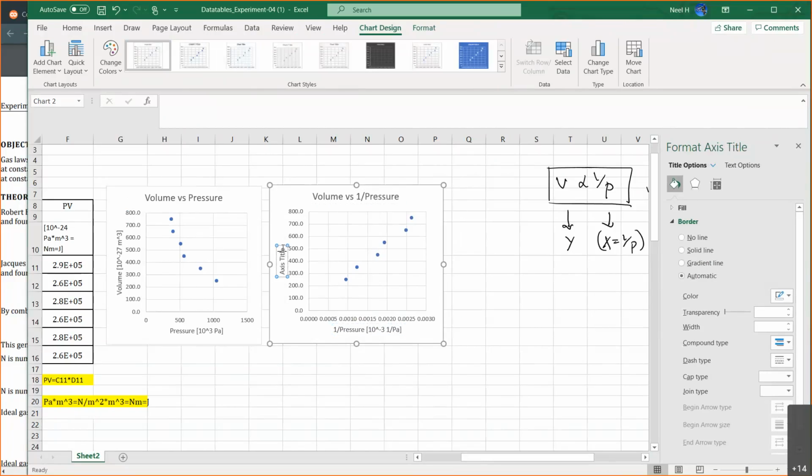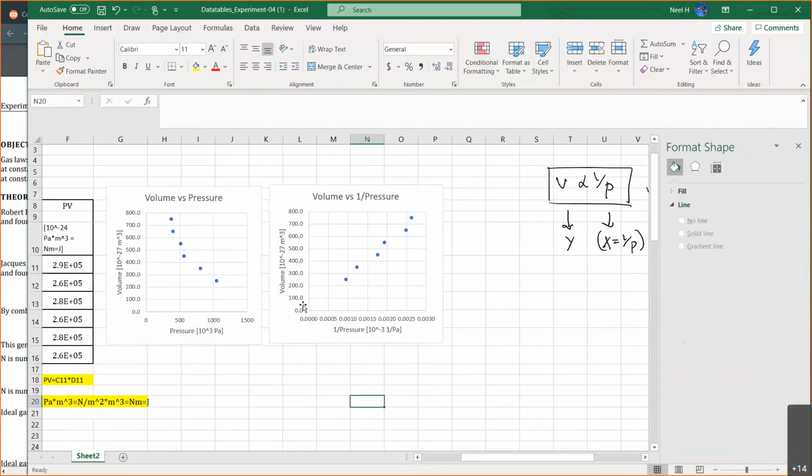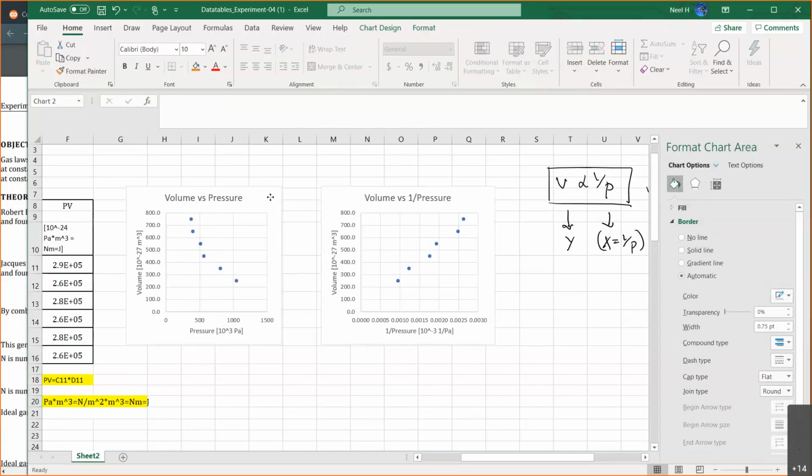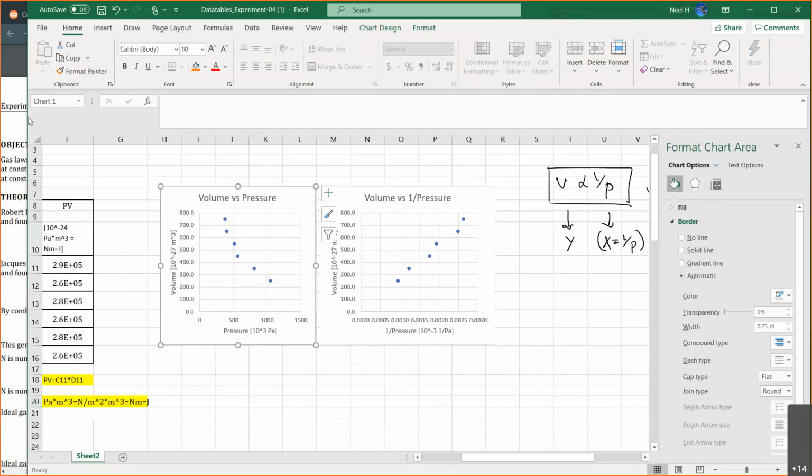And this axis unit should be volume as in the previous case. Volume unit should be 10 to the power negative 27 meter cube. And in your report, you have to discuss what you're observing on figure number 1, what you're observing on figure number 2, and so on, okay. And also for the procedure section, you should take a screenshot. Any questions so far?